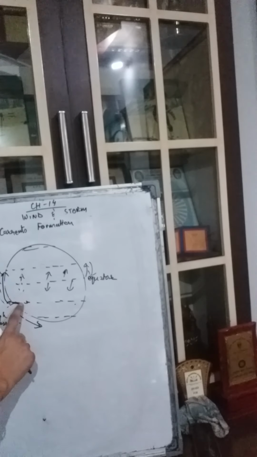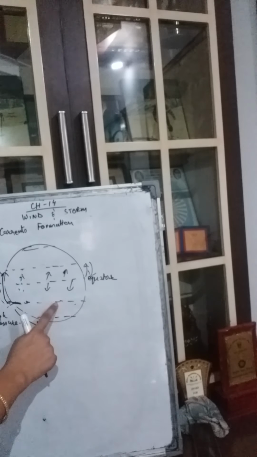When these winds reach these altitudes, they become cool again. And when they become cool, the pressure becomes high here. So these winds again start flowing towards the equator and towards the polar region also. When they are moving towards the polar region, what happens?